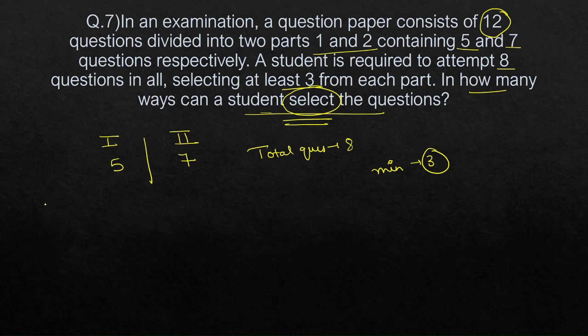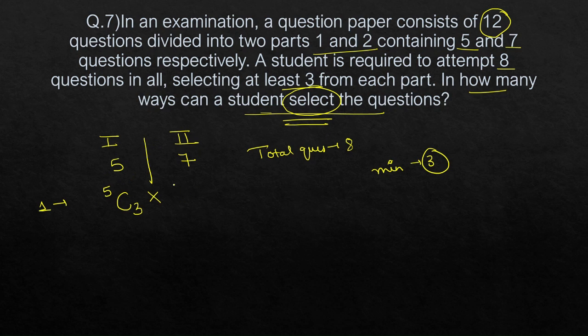Now the first case can be that we'll start with part 1 of the question paper. We'll have 5 options out of the first part, and out of these we need to do at least 3. So we'll write here 3, and the combination will be 5C3, selecting any 3 questions out of these 5 questions in the first part.